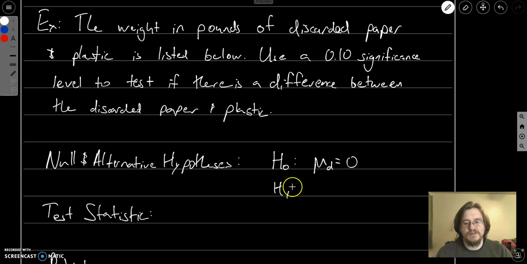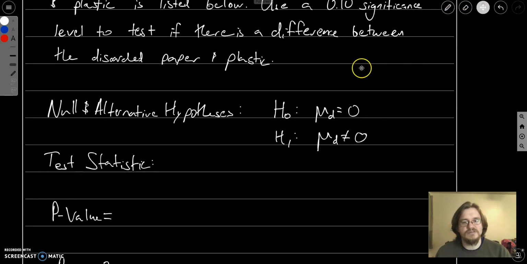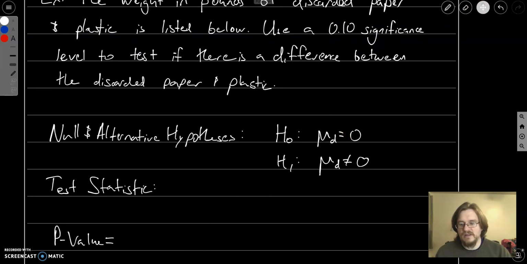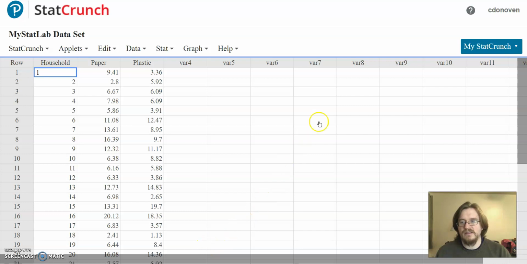And the alternative hypothesis is that there is a difference. So the mean of all the differences is not going to be 0. And then we'll just need to calculate our test statistic, our p-value, and our confidence interval. So let me pull up StatCrunch.